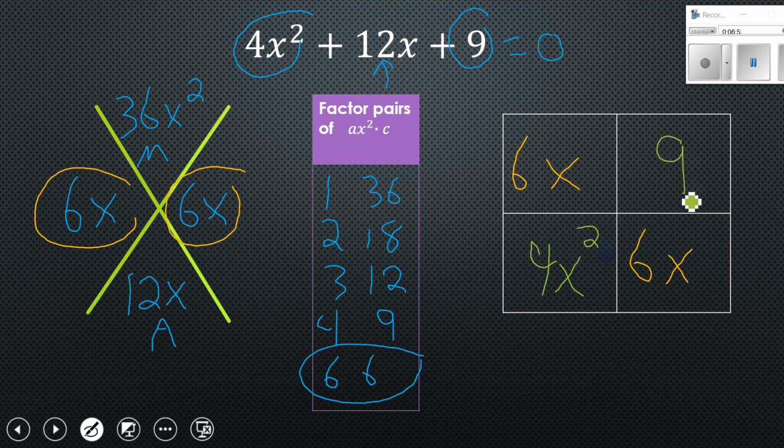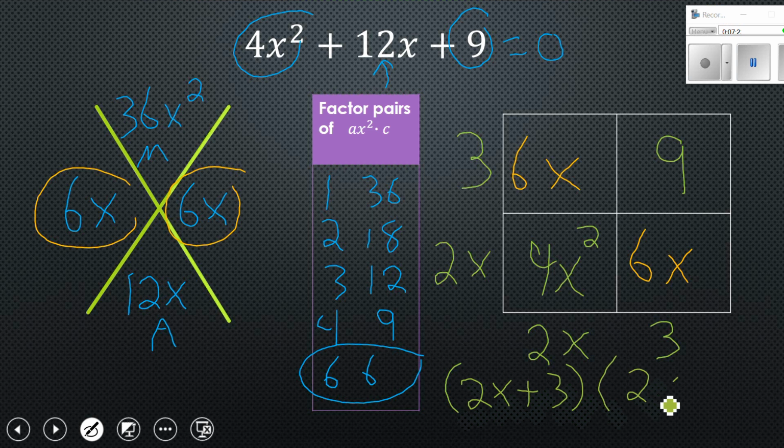At this point, we need to factor out the sides. So we're going to talk about rows and columns. So the 6 and the 9, the biggest number that divides both of those is 3. The biggest number that divides 4 and 6 would be 2. And don't forget there's also an x in common there. And then our first column here, 4 and 6, 2 divides both of those evenly. And there's an x. And then 6 and 9 is a 3. So our final factors here are 2x plus 3 and 2x plus 3. So notice we have a repeated factor here.